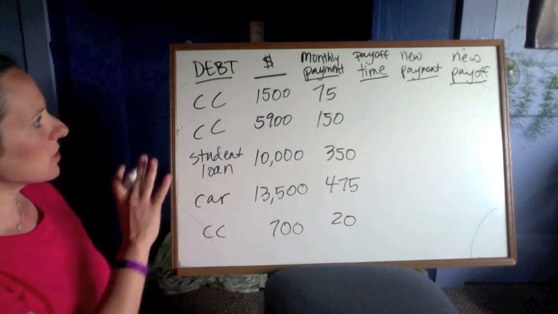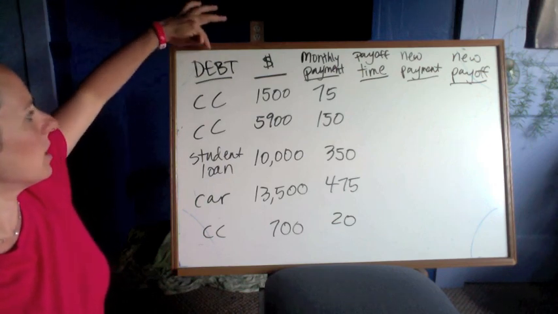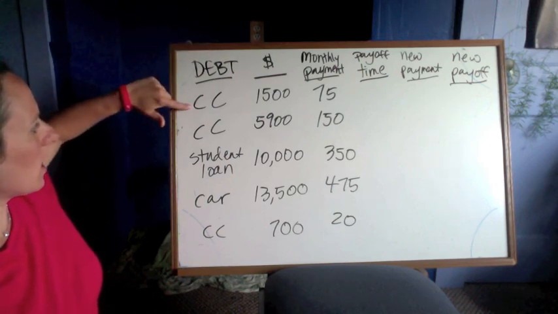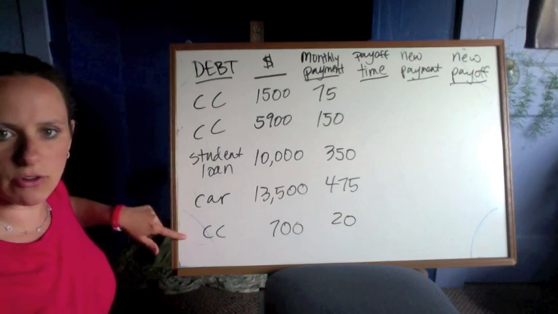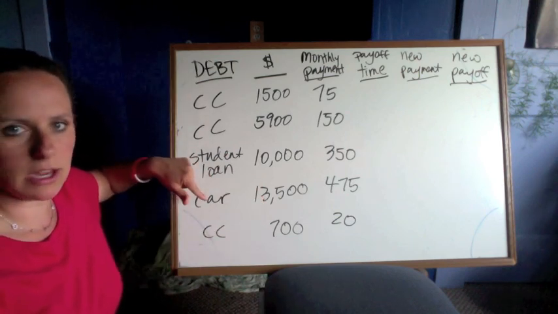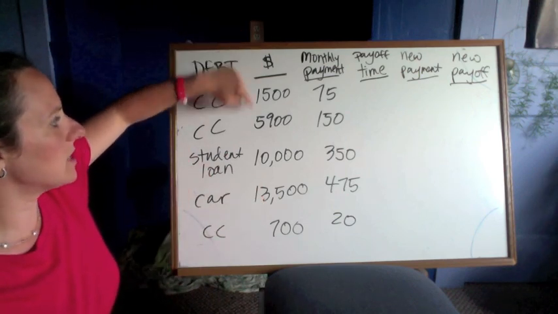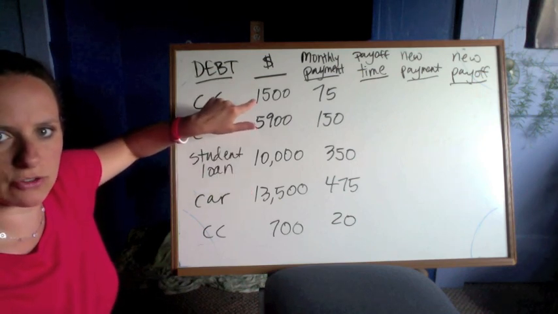So the first thing you want to do is create a chart here, like I put here. You want to put what your debt is. This would be credit card, maybe a student loan, car payment, another credit card. You could put your mortgage, whatever your debts are, just list them out here. And then you're going to put the dollar amount of your debt. So say you have a credit card that you owe $1,500 on.